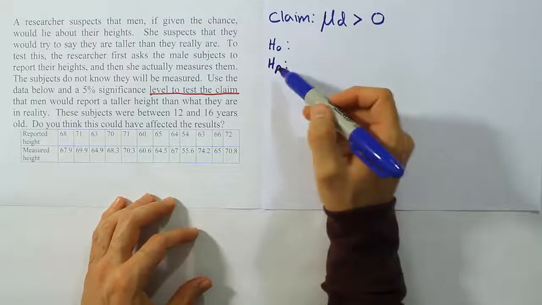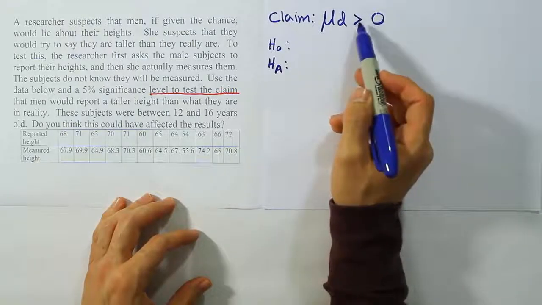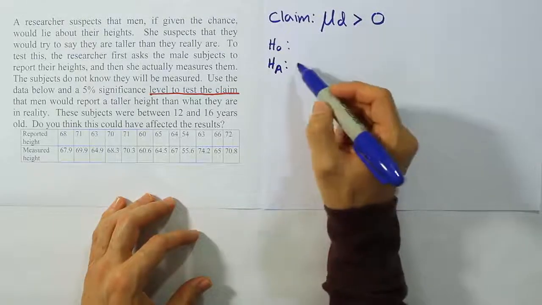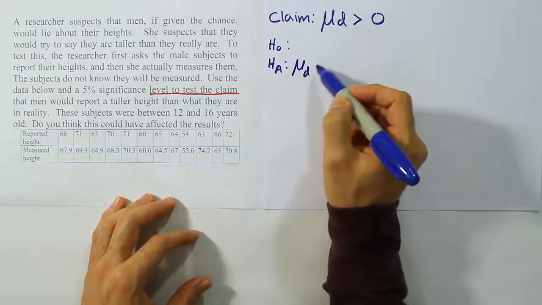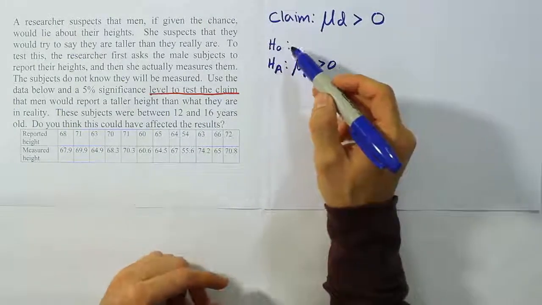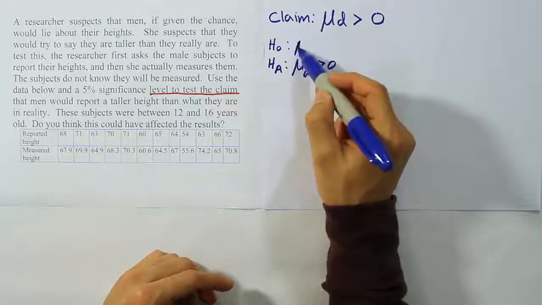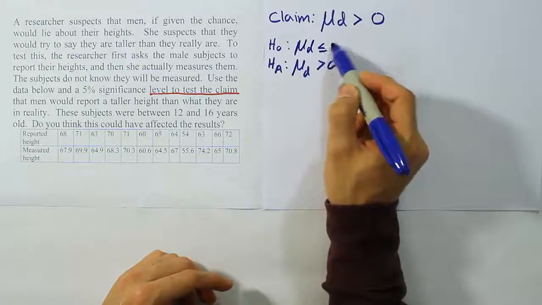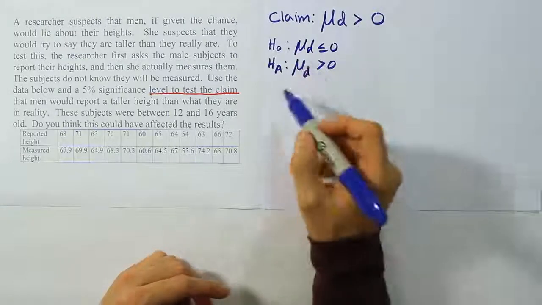Now, for the claim here, we look at the symbol and see that it's greater than, and that means HA is the same as the claim, right? So the mean difference greater than 0 is also HA as well as the claim. And then for HO, we have to have the opposite point of view, which of course is that the mean difference is less than or equal to 0. All right, now from there we have to get our data.